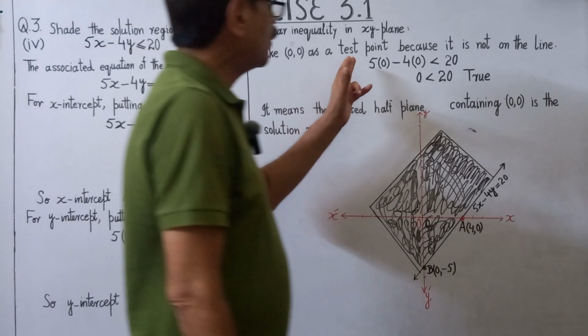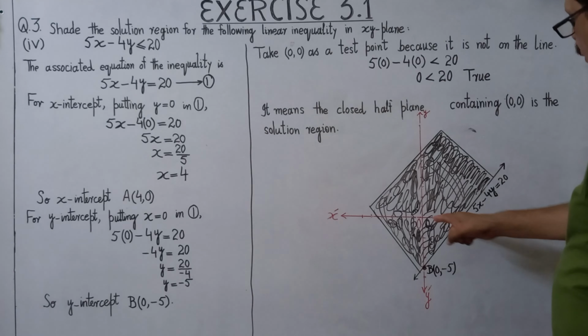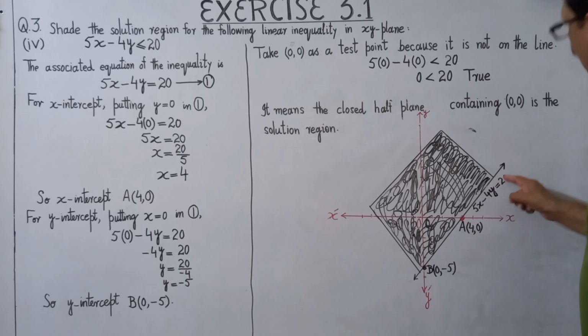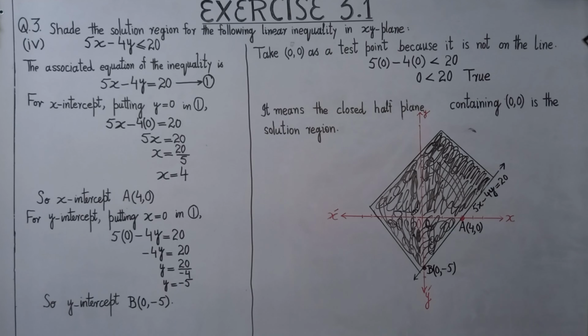Take 0, 0 as the test point because it is not on the line. This is the origin which has coordinates 0, 0. This is the line. 0, 0 is not on the line. It is at the mid.